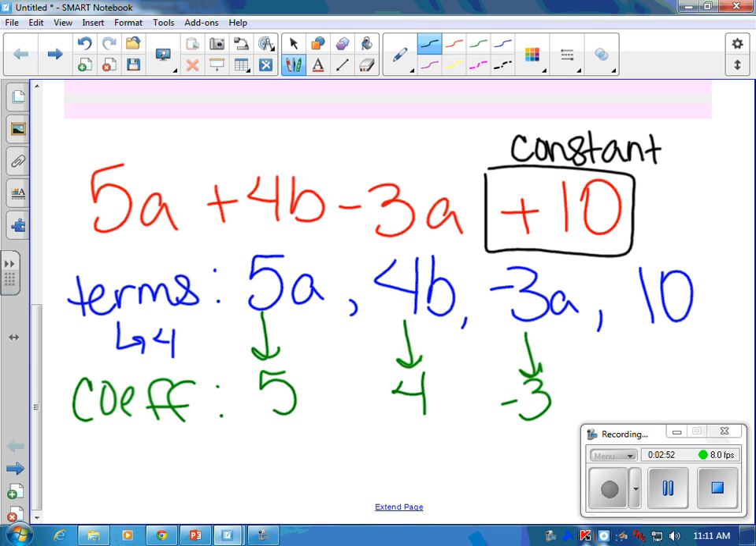The last thing that I want to identify here are the like terms. Do we have any numbers that are like terms? Jason, any like terms in this problem?